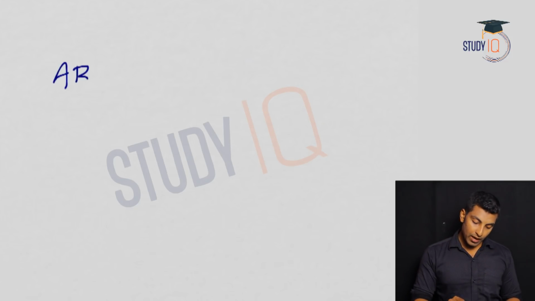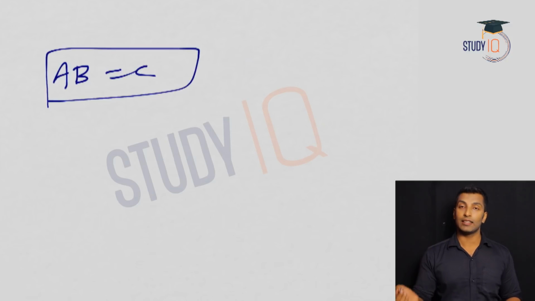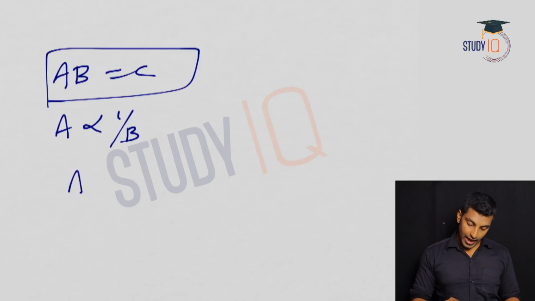So here I am not discussing the concept because then it will be boring. But you just need to know that if you can write anything in the form A into B equal to C, see here, A is inversely proportional to B. That means when A increases, B decreases, when C is constant.